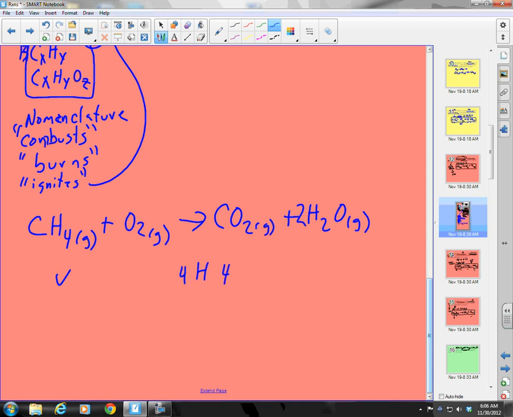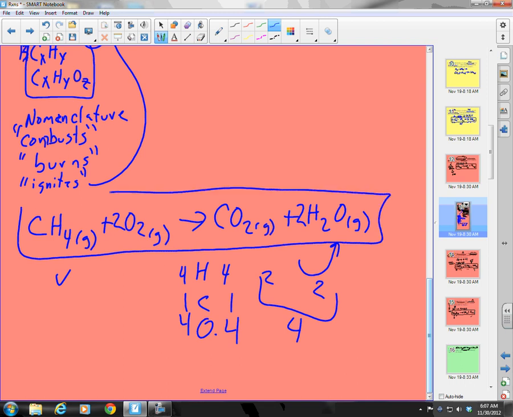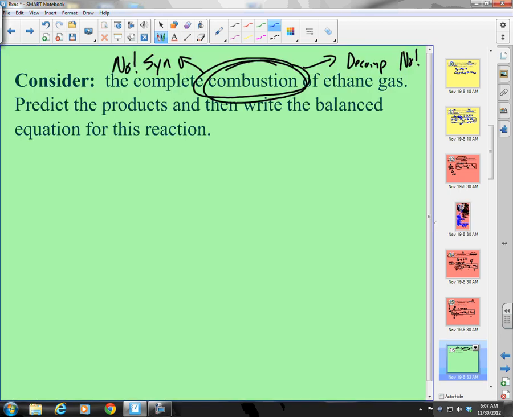Now over here, I have one carbon and one carbon. Okay, one carbon, one carbon. Now oxygens. On my right side, I have 2 times 1, so that's 2, and 1 times 2 is 2, so I have 4 oxygens, and this side I have 2. Okay, so I have to do that. There we go. So this is my balanced equation for methane, and it would be a combustion reaction. Great.